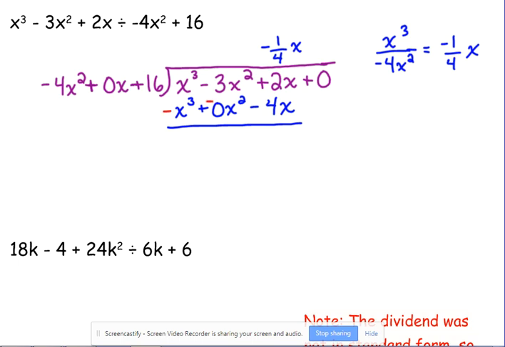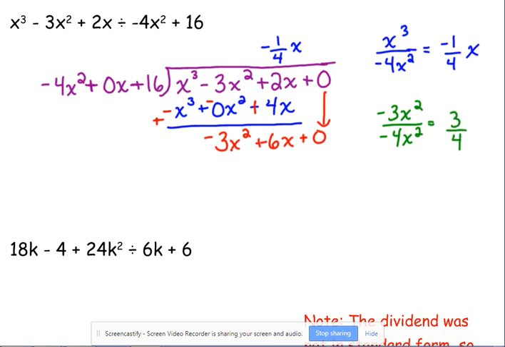Change all these signs and add. So the x cubes cancel. Negative 3x squared plus 0 is negative 3x squared. 2 plus 4 is 6x. And we technically don't need it, but I'm going to bring down the 0 for effect. Okay. So now we divide negative 3x squared by negative 4x squared. A negative divided by a negative is a positive. So that's positive 3/4 x squared over x squared cancels. So we've got plus 3/4.